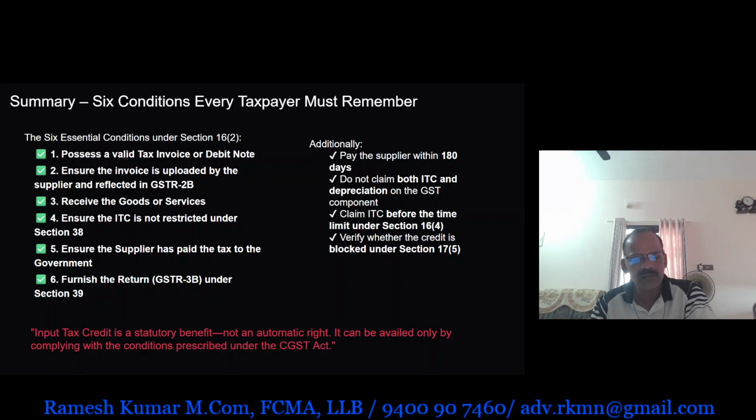So I will conclude with one important sentence and advice to you. ITC is a statutory benefit. It is not an automatic right. It is available only when every condition prescribed under GST law is satisfied.